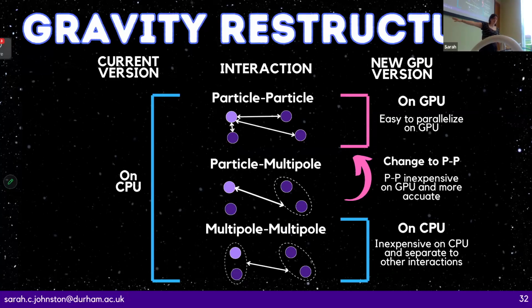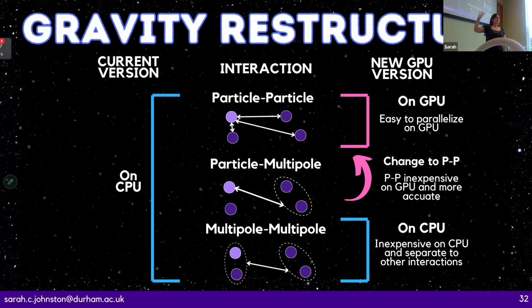The multipole-multipole approximation got left on the CPU, mainly because it's housed in a completely different part of the code than the main bit that I was messing around with, and also because it's quite inexpensive. It's such an approximation that you don't have to go into it in that level of detail. So it just felt right at that point to keep it on the CPU.